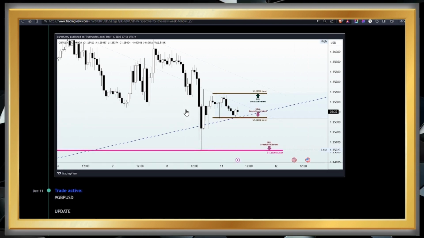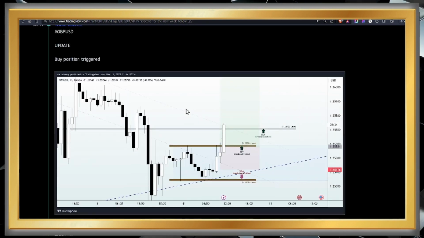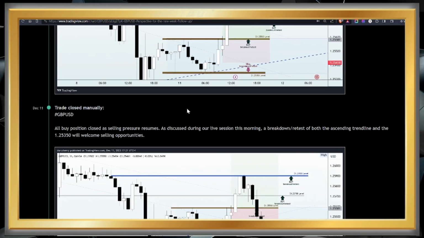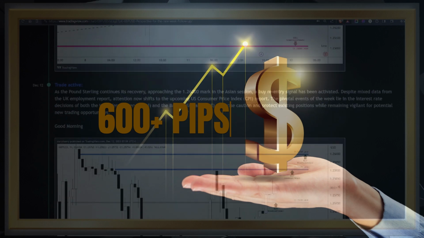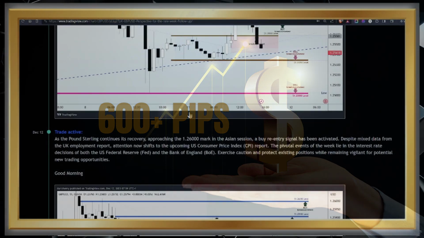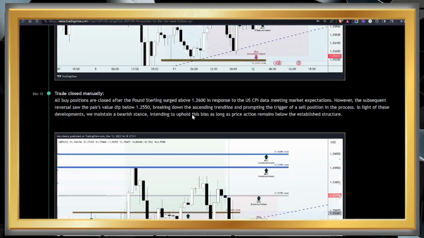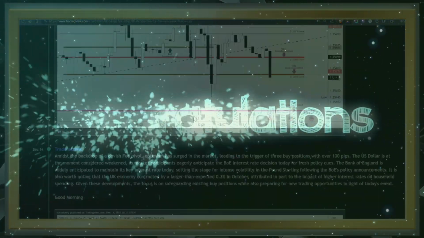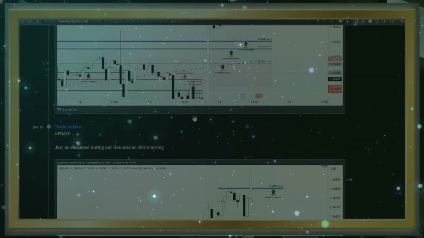In fact, following a choppy and volatile midweek, we were able to capitalize on the bullish momentum, securing over 600 pips from multiple buy entries during the course of the week. Congratulations to all of you who joined in on this profitable journey.